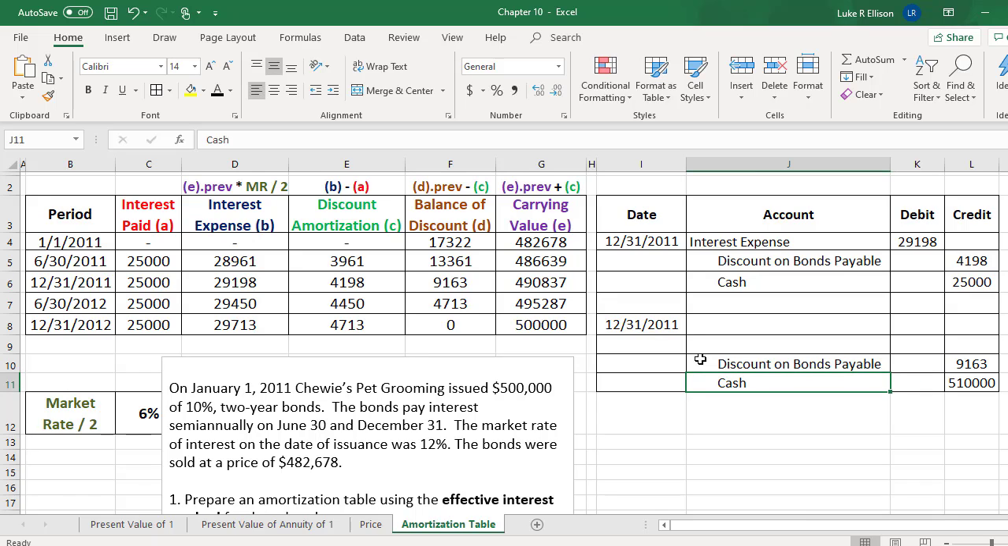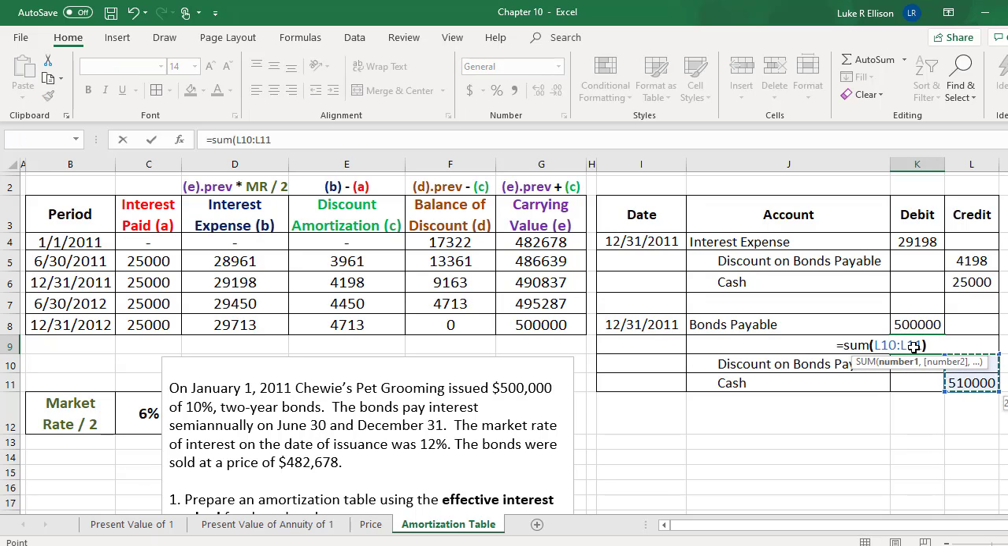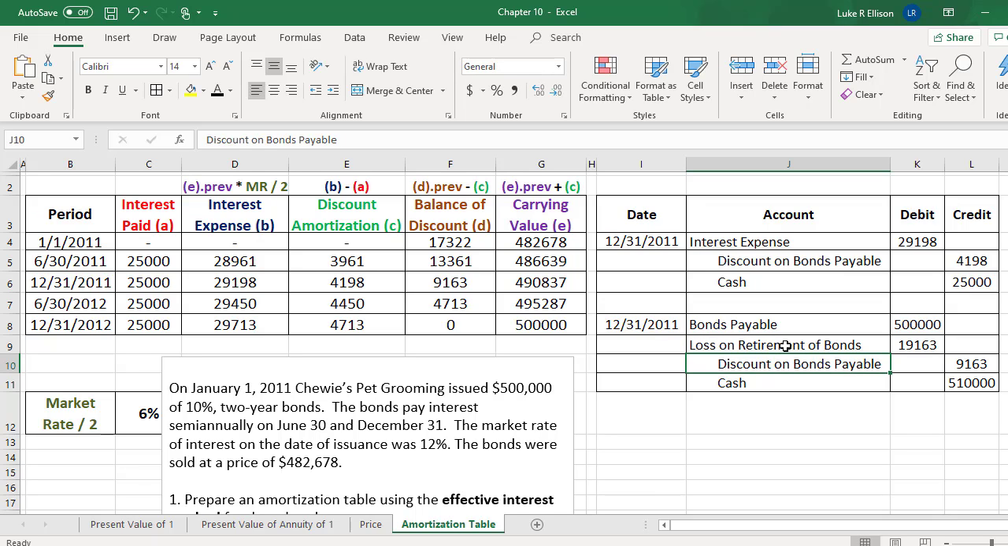Next, we know that we initially were supposed to pay out $500,000 at the end of the bond's life, and that's represented by the account called bonds payable. So we have to close that account out as well. So we need to put bonds payable, which is a liability, so we're decreasing that when we debit it for $500,000. Finally, we're going to have the difference here. If we take the sum of the credits and we subtract the debit, we'll see that we have a $19,163 that we still need to balance this journal entry. And the name of that account is going to be Loss on Retirement of Bonds.